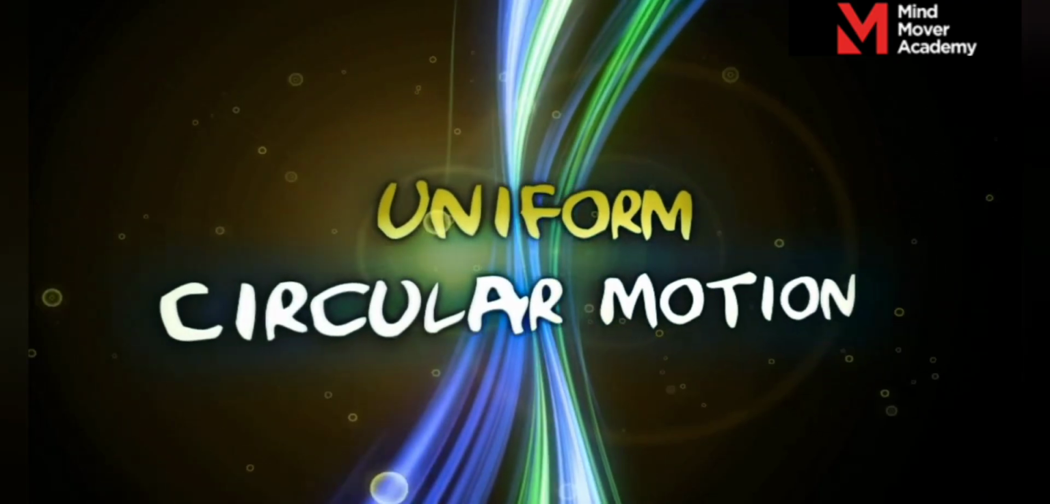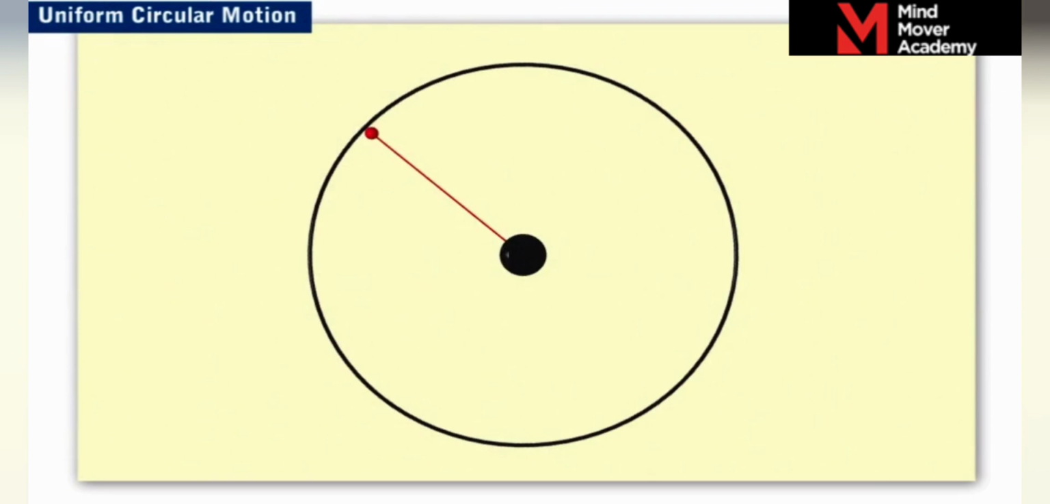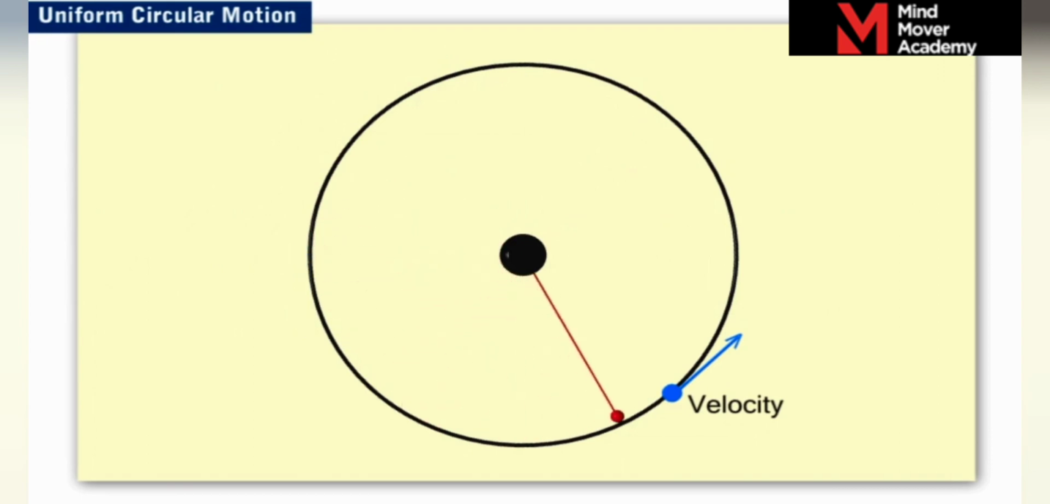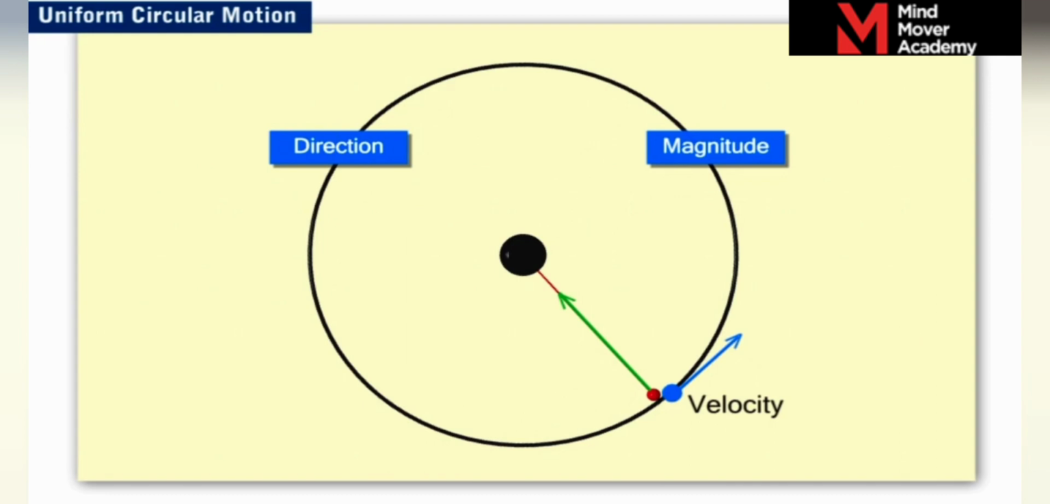Uniform circular motion. When a body moves in a circular path at a constant speed, it is said to be in uniform circular motion. As the body is continuously changing its direction of motion, its velocity changes continuously. Since the velocity of the body is changing, it has acceleration, which is known as centripetal acceleration. Let us find the magnitude and direction of the centripetal acceleration.